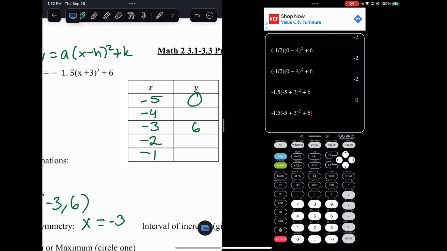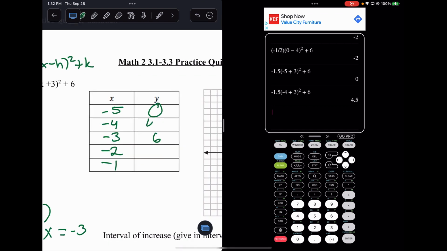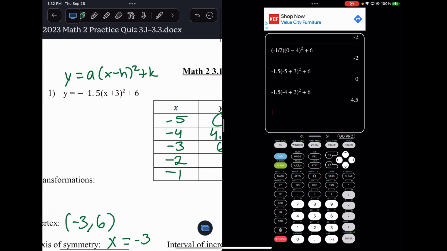And then, of course, I got to plug in a negative 4. And when I plug in a negative 4, I get a 4.5 out. Now, it's totally fine to get decimals for points. I'm not going to give you any ones where there's decimals for the vertex, but getting a decimal for an output of a point is perfectly fine, especially when you have either a fraction or a decimal as your a value.